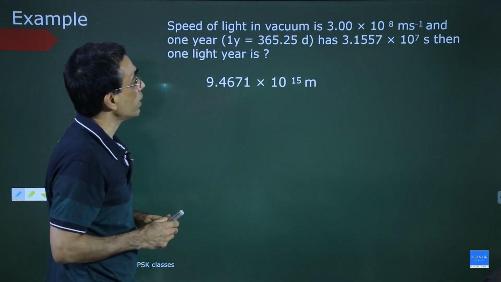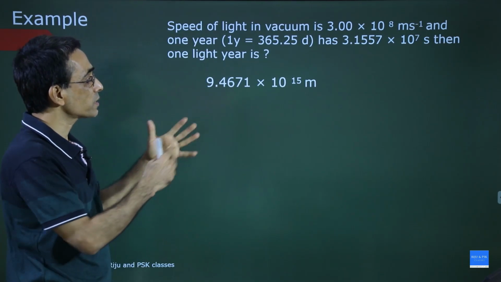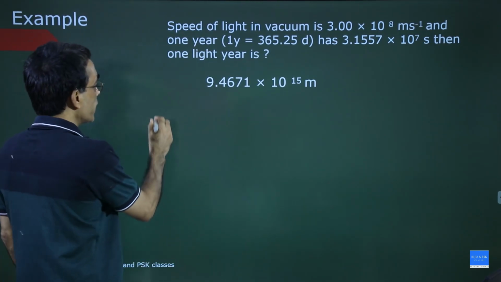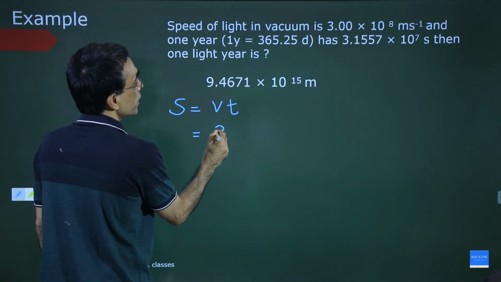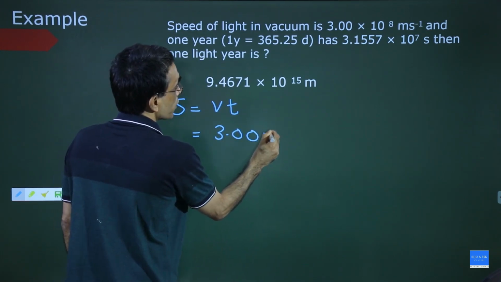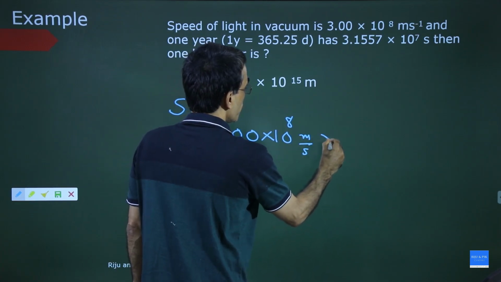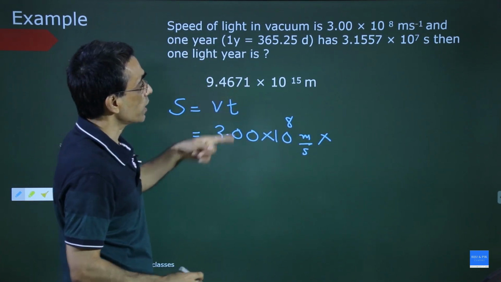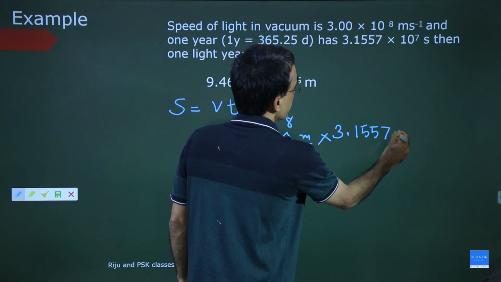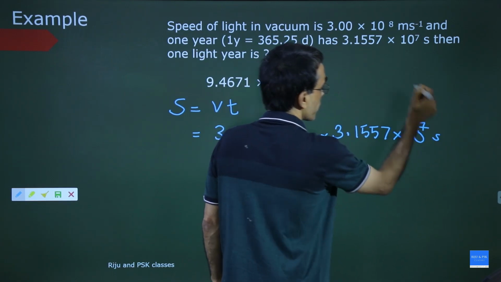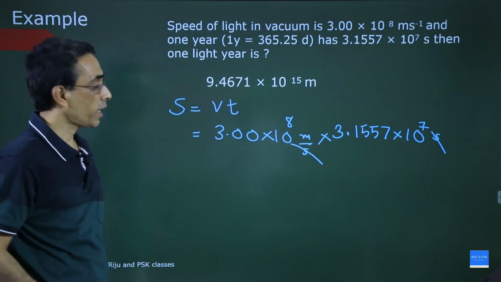Now what do you want? You want 1 light year. What is the definition of light year? Light year is defined as the distance traveled by light in 1 year. And we know distance s is given by speed into time. And what is the speed here? It is 3.00 into 10 to the power 8 meter per second. You multiply it by the time, 1 year. 1 year should be converted into seconds. You will get 3.1557 into 10 to the power 7 second. What will happen? The second here and the second here will cancel. You will get meter.